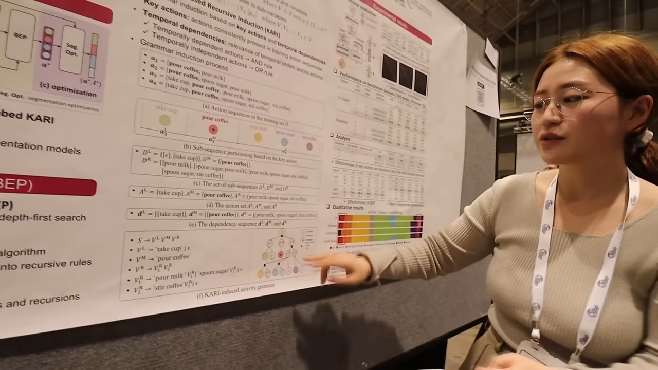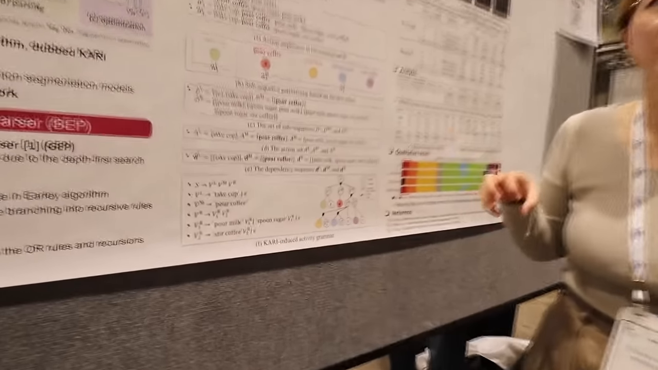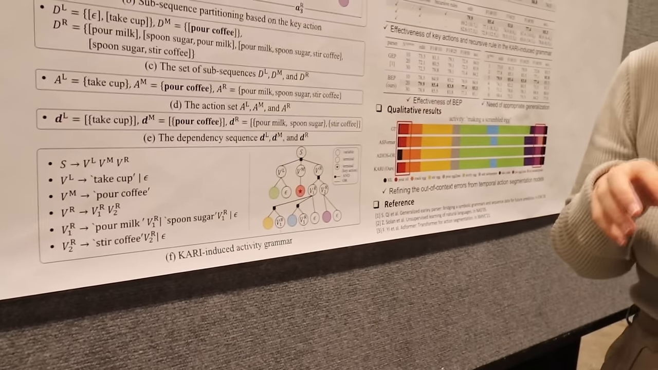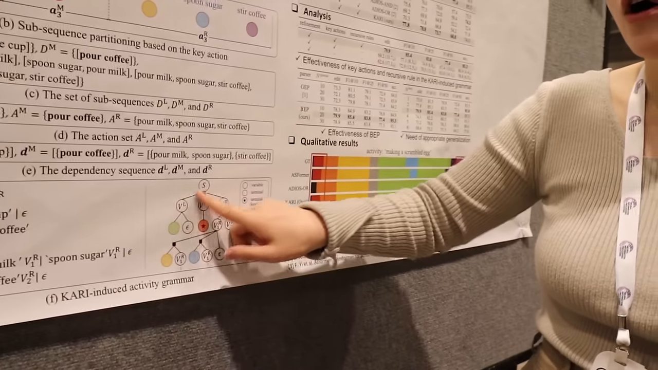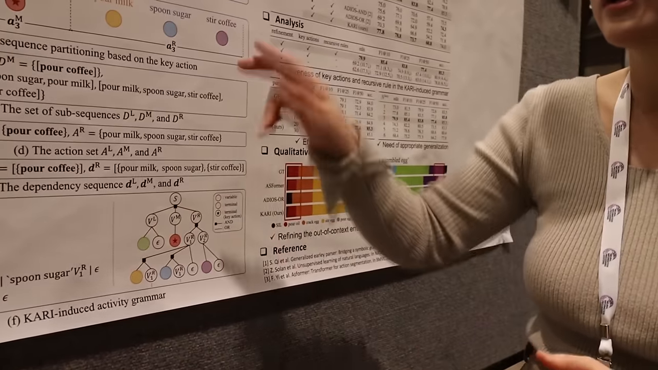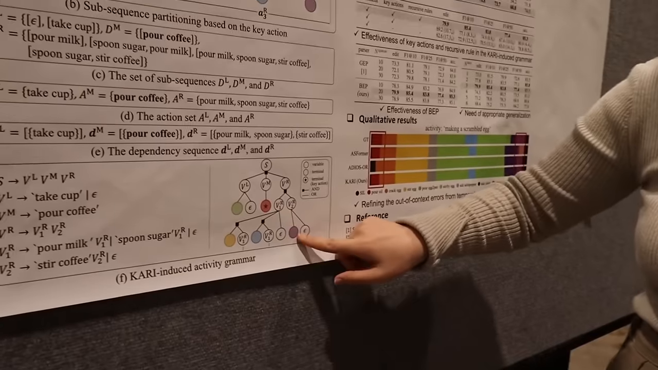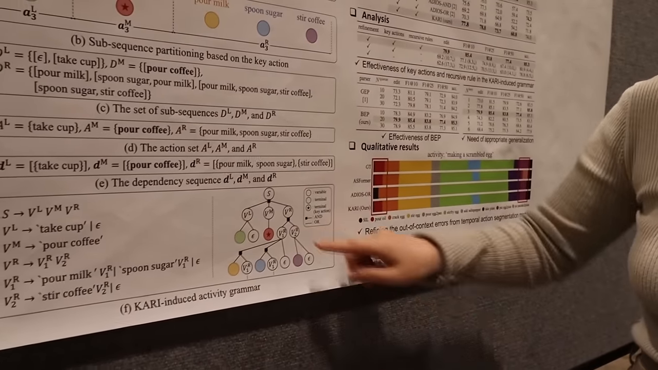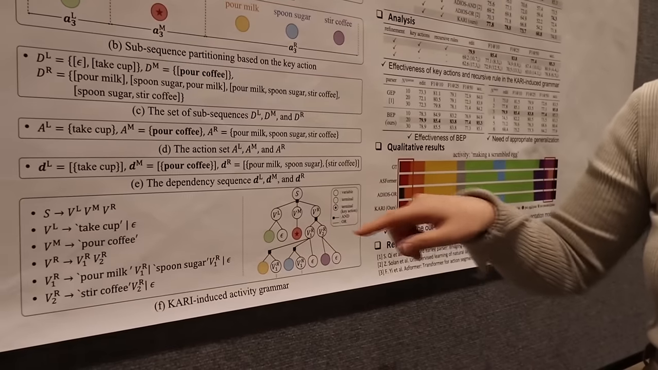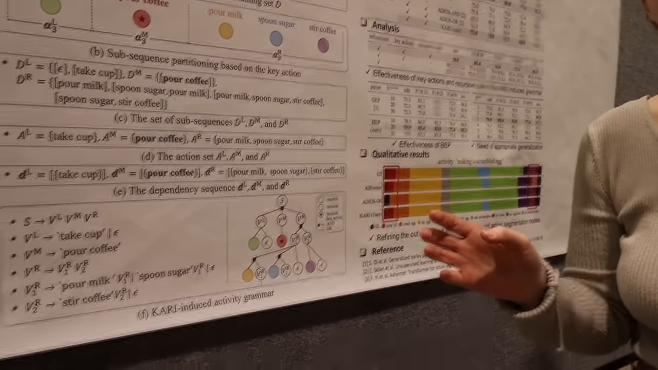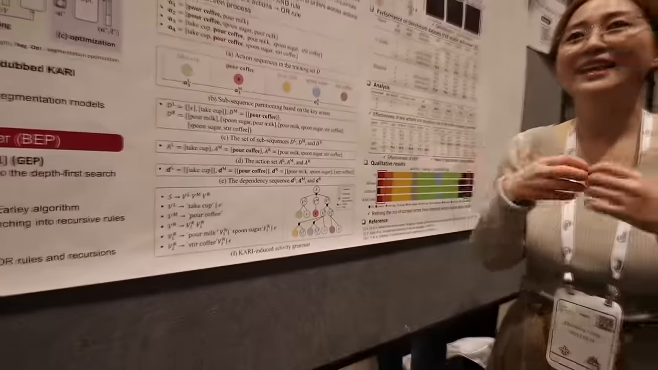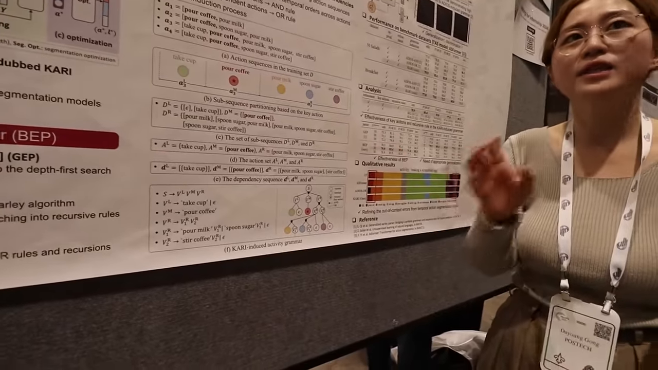So in the resulting grammar, we can see the hierarchical structure of the grammar. So take-up always happens before those other actions. And we also introduce recursive rules in these OR rules, which makes the grammar more generalized to unseen action sequences. So it can recursively generate and expand the action sequences, not only those seen in the training action sequences.